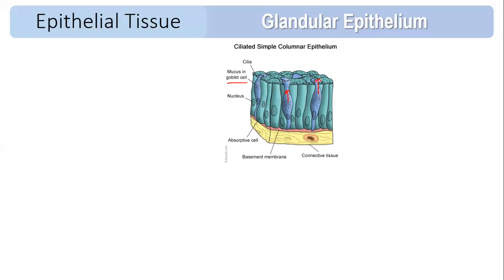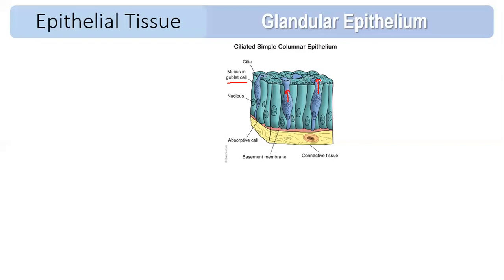Now, where is it going to secrete the mucus? It secretes in your esophagus, stomach, and intestine. So the internal lining of the digestive tract is lined by goblet cells. So what is the function of the goblet cell?